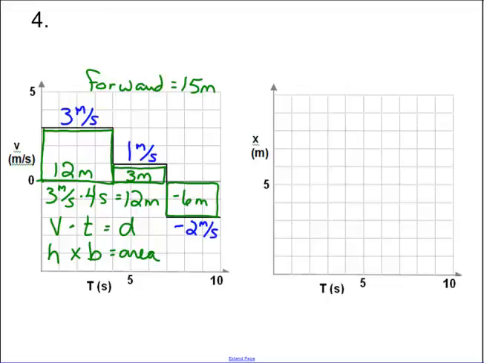So now we need to graph this on a position time graph. We know that we need to go forward 15 meters and come back towards the origin 6 meters. So we need to set our scale on the position time graph to reflect that. So the 5 that's there may need to be changed.